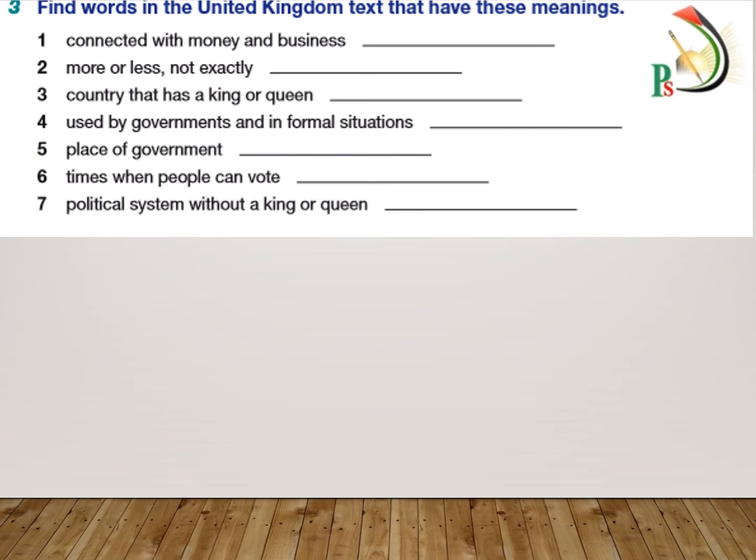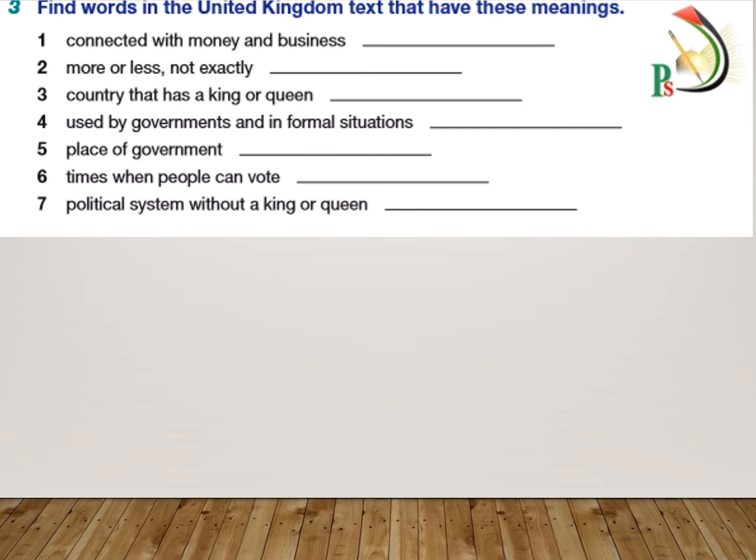Number four, used by governments and in informal situations. Number five, place of government. Number six, times when people can vote. Number seven, political system without a king or a queen. Take 5 minutes to read the text silently and try to find the correct meaning of these sentences.